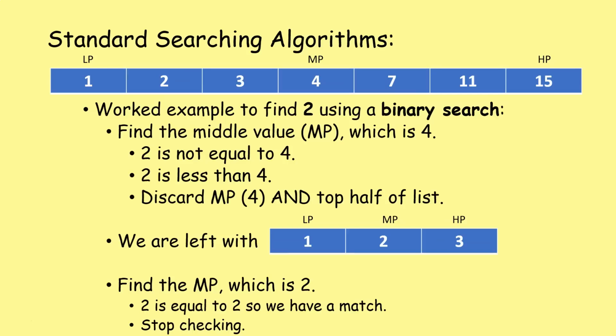So we have this list, 1, 2, and 3. Again, the midpoint is what we look at first. We compare 2 to 2. Well, 2 is equal to 2, so we have a match, and we can stop checking.